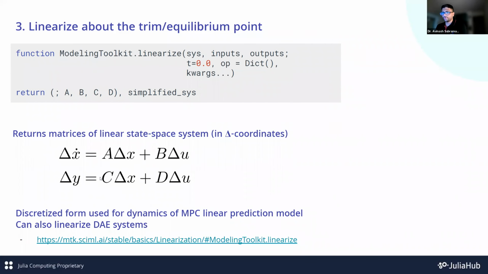Right. So the third step in the workflow would be to linearize about this equilibrium point, and this is done using the ModelingToolkit linearize tool. This takes in once again the symbolically defined ODE system inputs, and in this case we'll take in an operating point. This operating point is the trim point that we determined in step 2. It would return again the familiar A, B, C, D matrices, a linear state space system, in this case in delta coordinates.